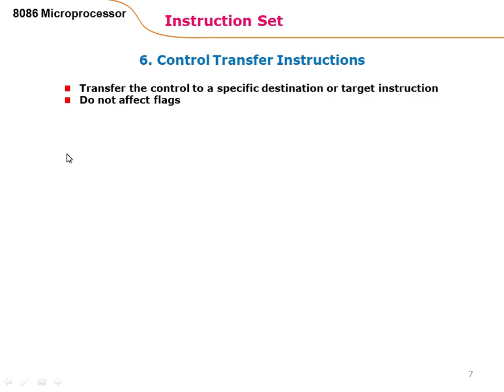The next instruction set is control transfer instructions. Control transfer instructions are used to transfer the control to a specific destination or target instruction. During execution, the next instruction address is stored in the instruction pointer register. But suppose we want to transfer the control to another memory location, then these control instructions are useful. When we execute these control transfer instructions, there is no effect on the flags.